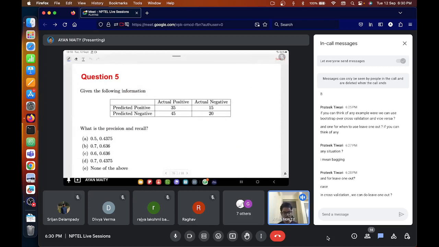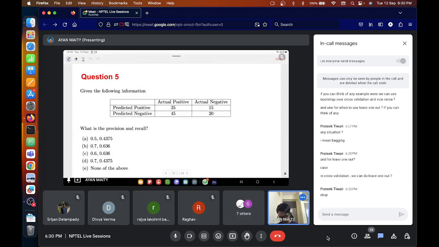So question 5. This table is given, which contains actual positive, actual negative, predicted positive, predicted negative. These values are given here. You have to compute precision and recall from this table. Five options are given, and the last option is none of the above.